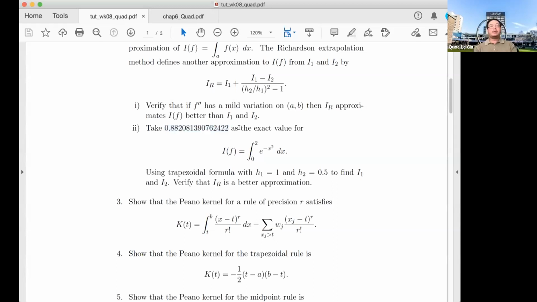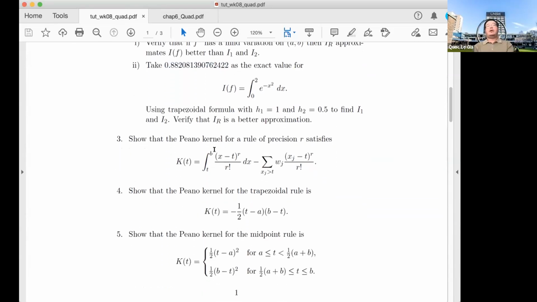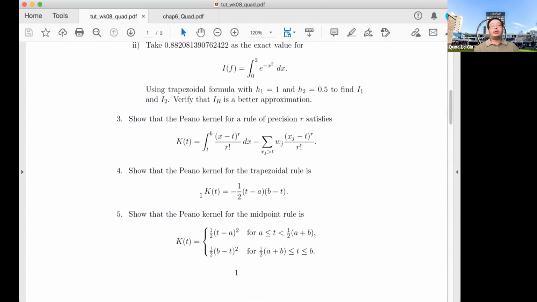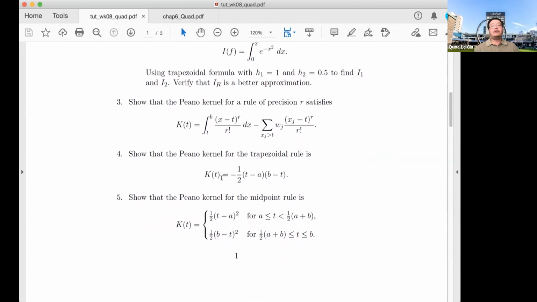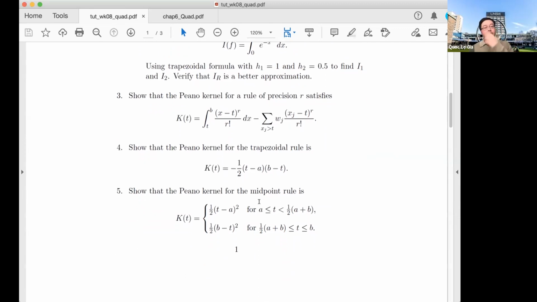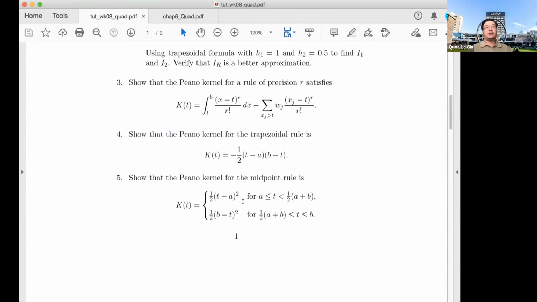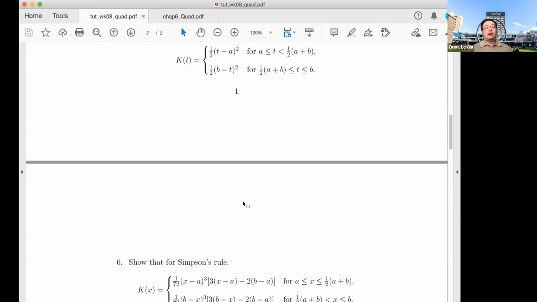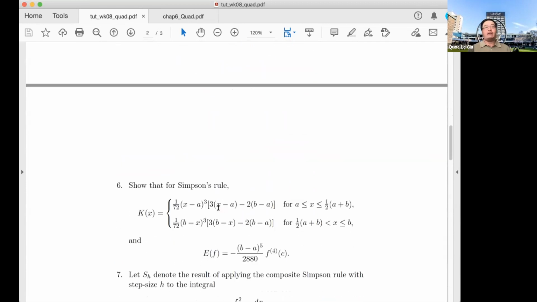Okay, so now the next problem is the kernel for the rules of precision R. So this one I did in the lectures already, and it's also in the lecture notes. So please either watch the video or go back to the lecture notes. And we do the calculation for trapezoidal rules as well. So I'm not going to repeat it here. And the midpoint rules, we did it in the lectures as well. And Simpson rules, we haven't done that, but the calculation can be found in the lecture notes.